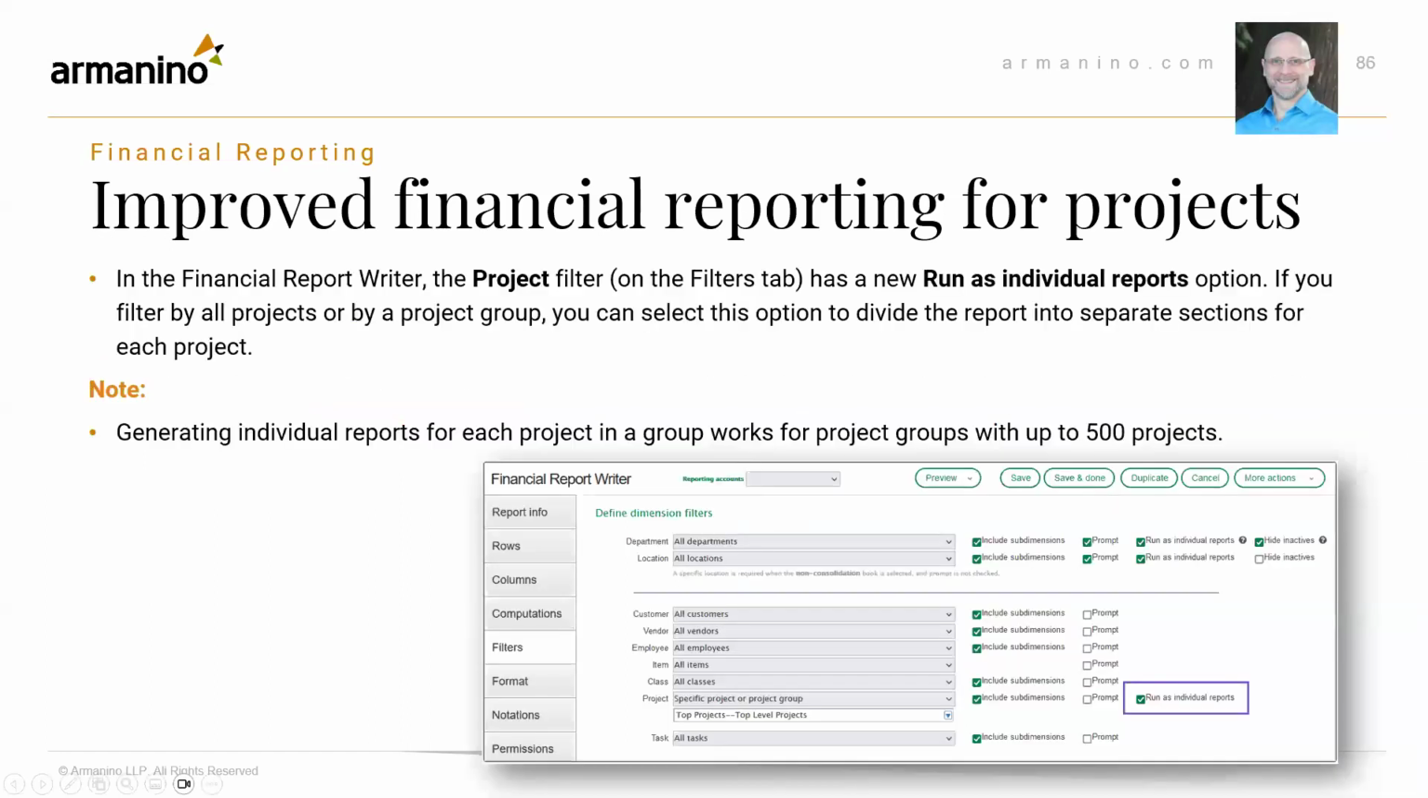And in the financial report writer, the project filter on the filters tab has a new run as individual reports option. If you filter by all projects or by a project group, you can select this option to divide the report into separate sections for each project. Note that generating individual reports for each project in a group works for project groups with up to 500 projects.